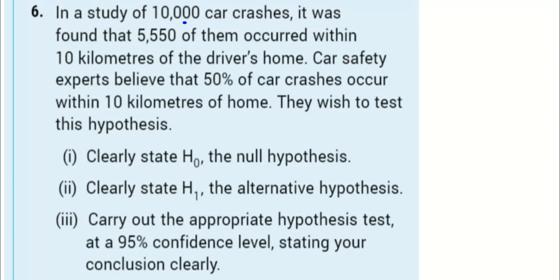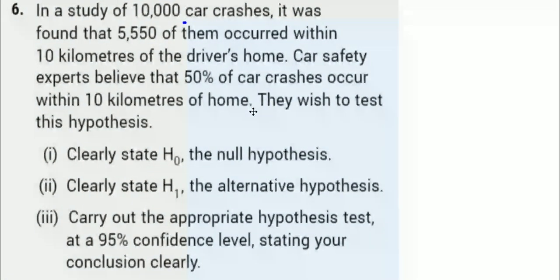In a study of 1,000 car crashes, it was found that 5,550 of them occurred within 10 kilometers of the driver's home. Car safety experts believe that 50% of all car crashes occur within 10 kilometers of home. They wish to test this hypothesis.